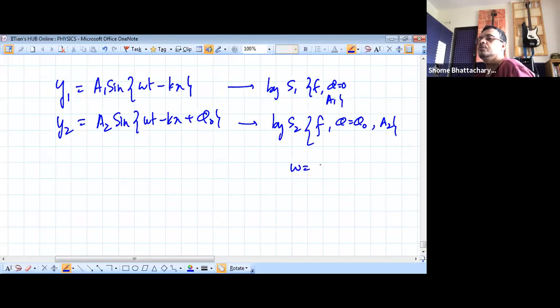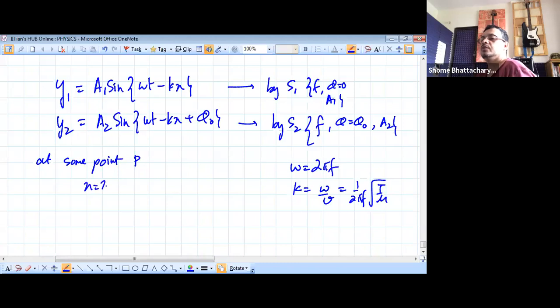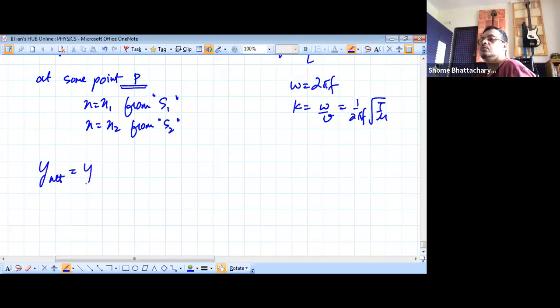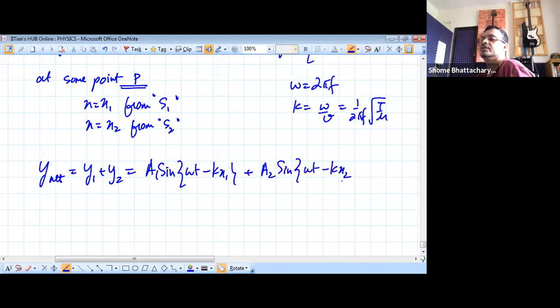Okay. So here what happens is omega for both the waves is 2 pi F and K for both the waves is omega by V, which is nothing but 1 by 2 pi F into square root of T by mu, where T is the tension of the string and mu is the mass per unit length. So now at some point P, if x is equal to x1 from source S1 and x is equal to x2 from the source S2, for that point P, then the net disturbance will become Y1 plus Y2. So that will become A1 sine omega t minus kx1, and for the second one it will become sine omega t minus k into whatever distance there is x2, plus the second source is also having some phase phi naught, let's say, in relation to this.